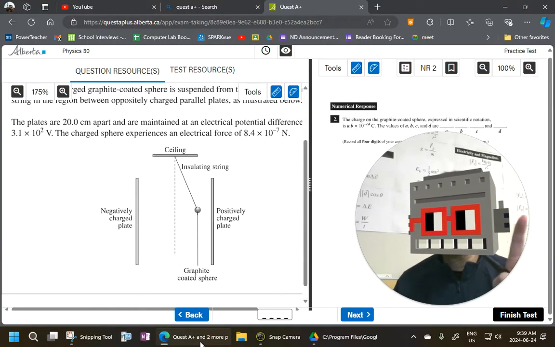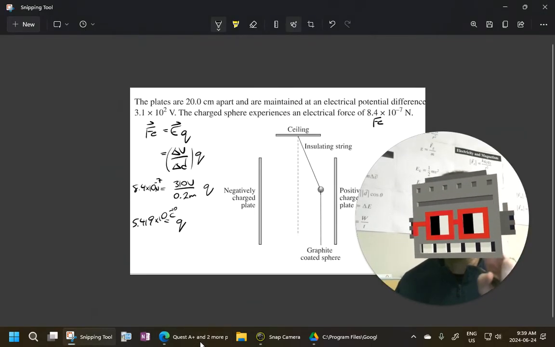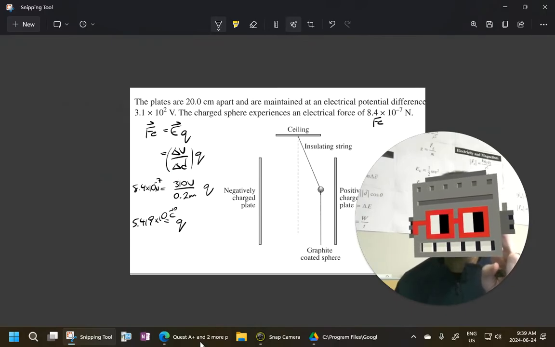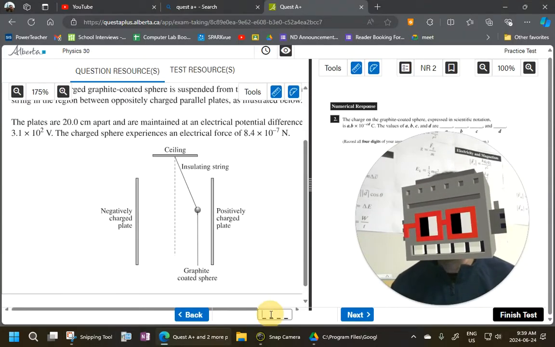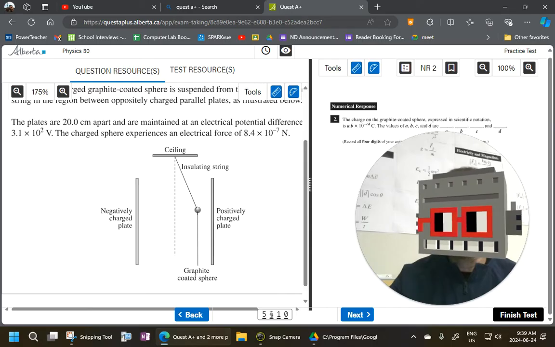So what do they want? Two sig digs and two decimals, or a two digit exponent. So 5.4 times 10 to the negative 10. There you go.